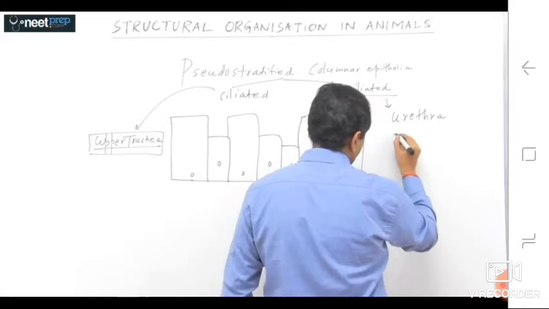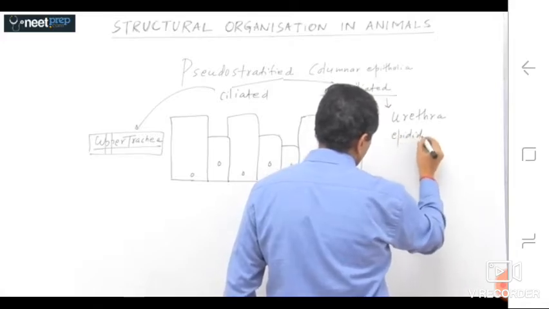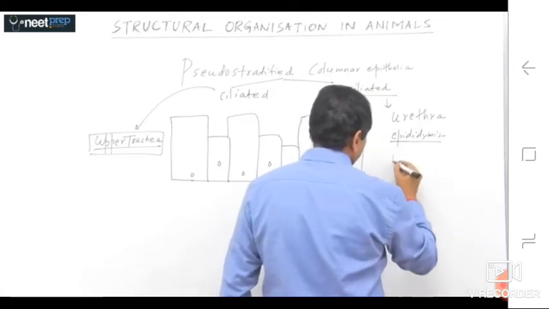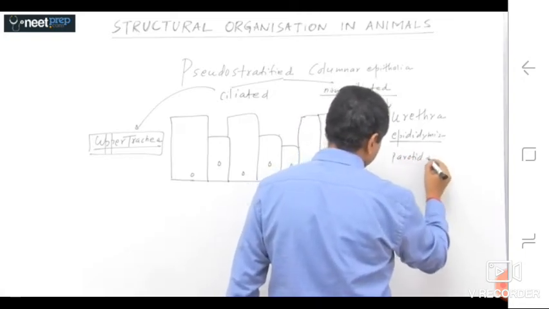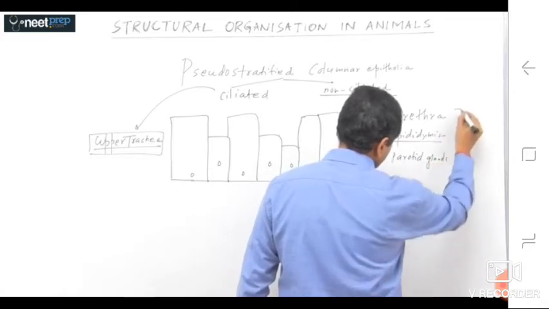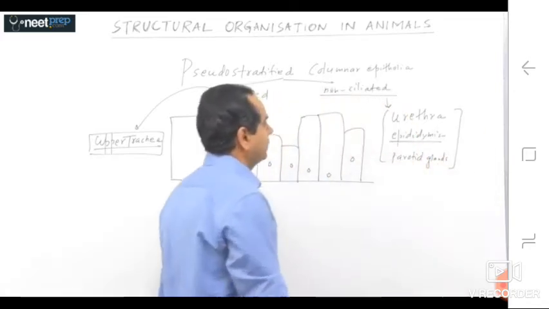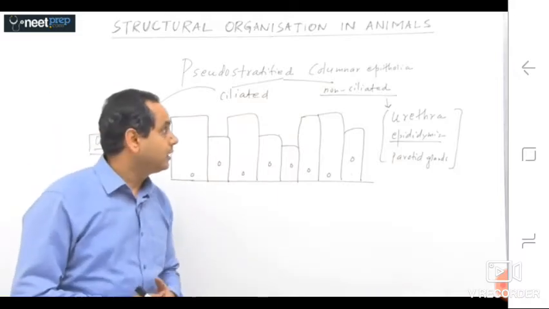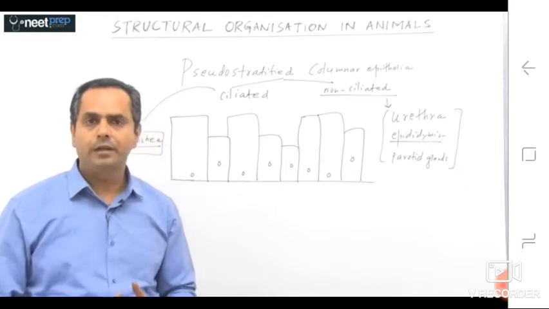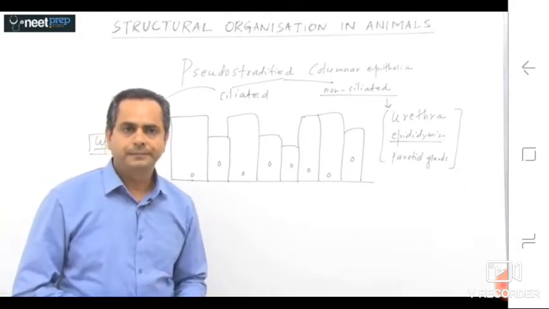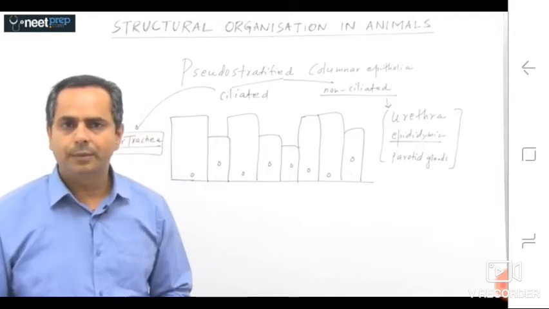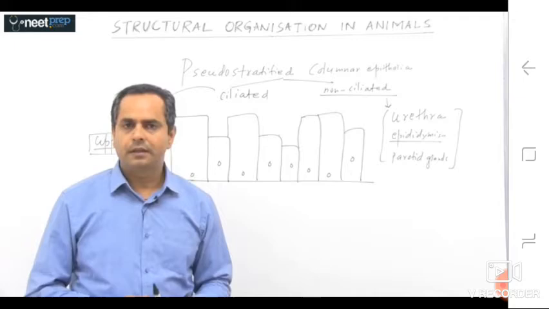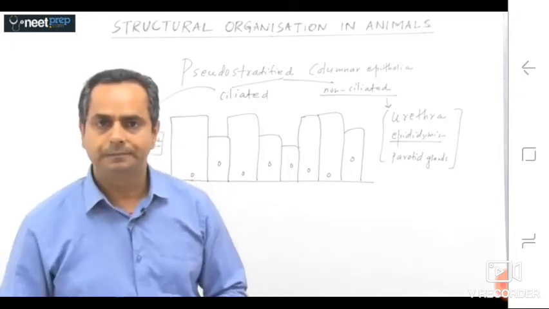urethra, the epididymis, glands like parotid glands. These structures contain non-ciliated pseudo-stratified columnar epithelia. That's right. So that's all about the different types of simple epithelia. Now we will start with the types of compound epithelia.